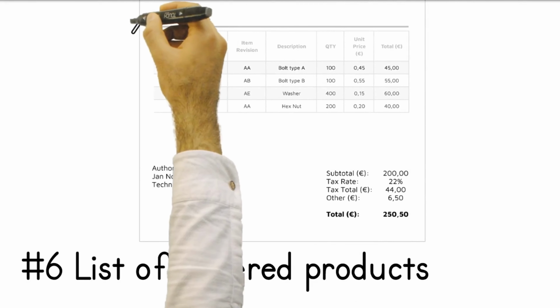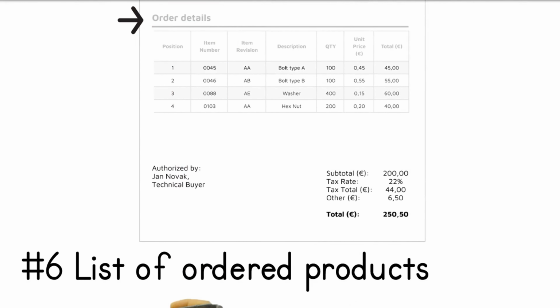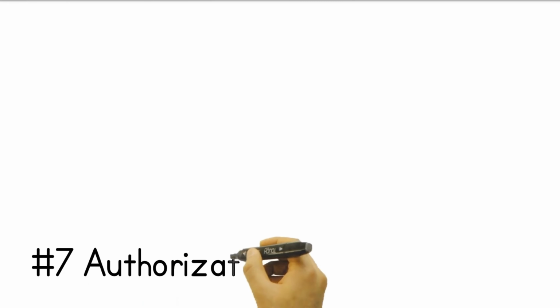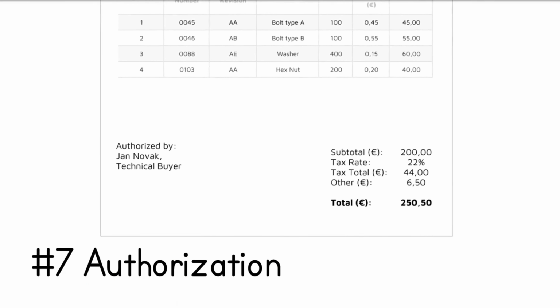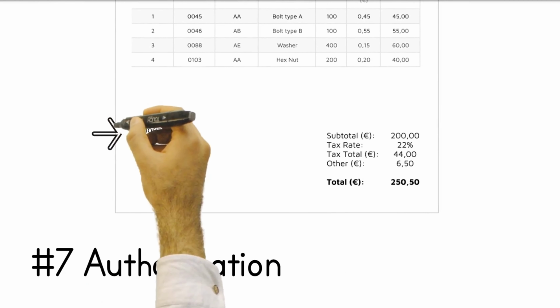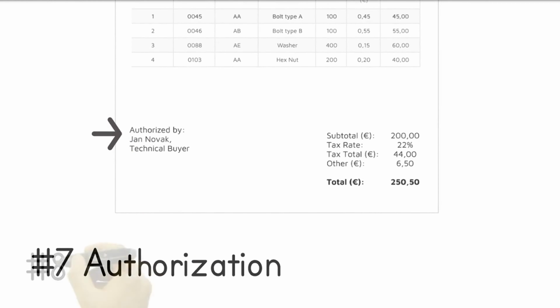The core of the PO is the product list. Each item is described with its number, revision, description, ordered quantity, unit price, and total price. Purchase orders also include authorization, showing who approved or released the order from the customer's side.